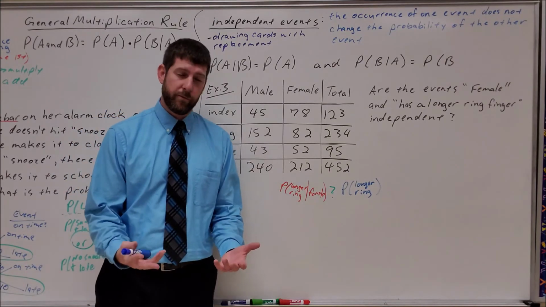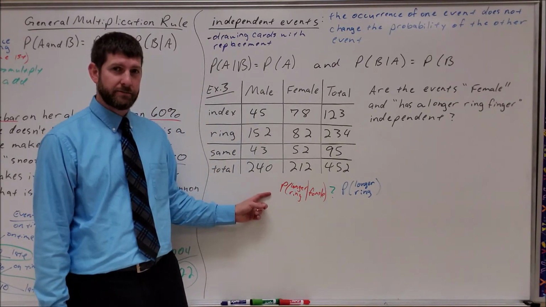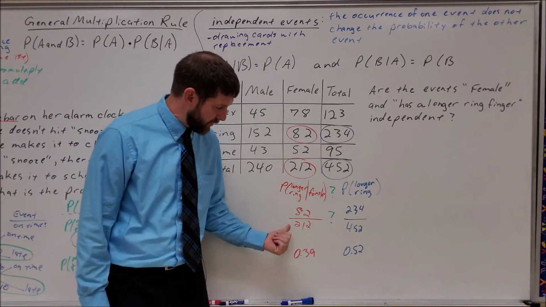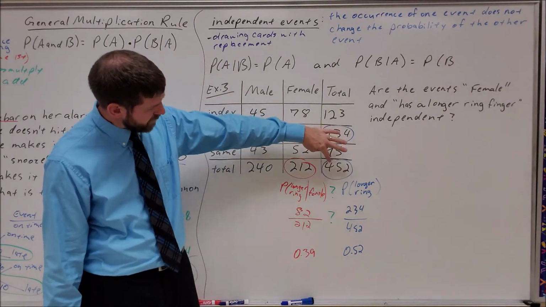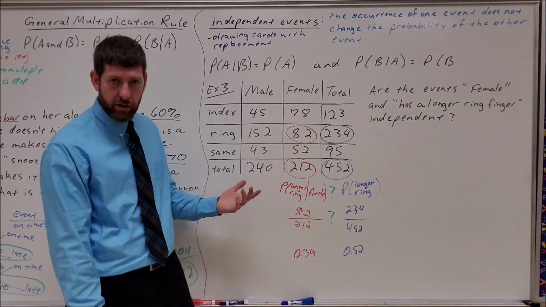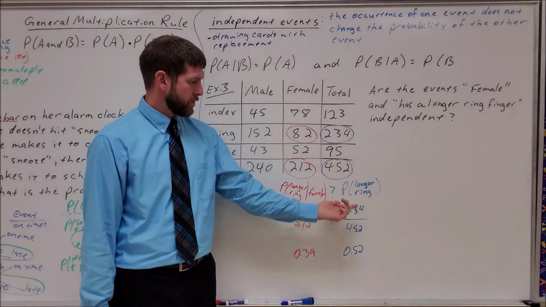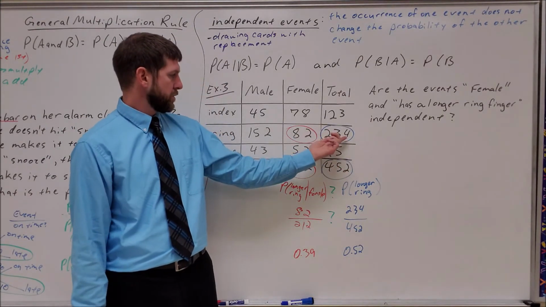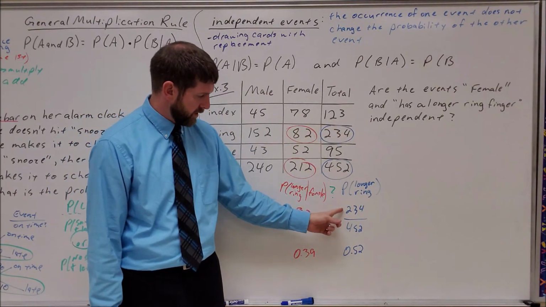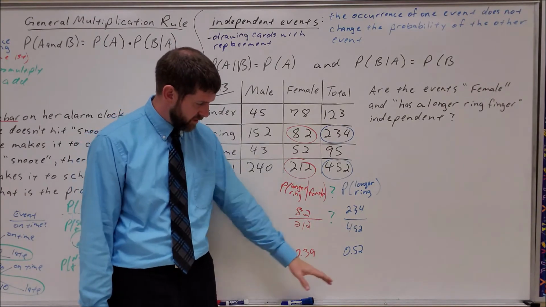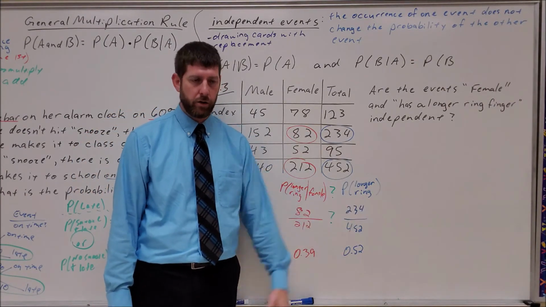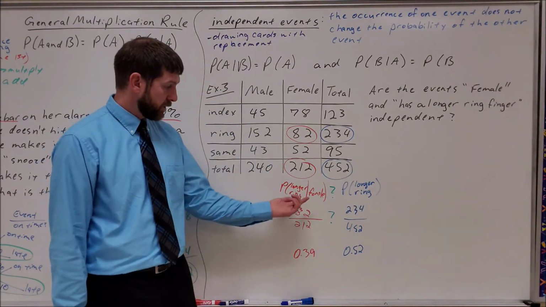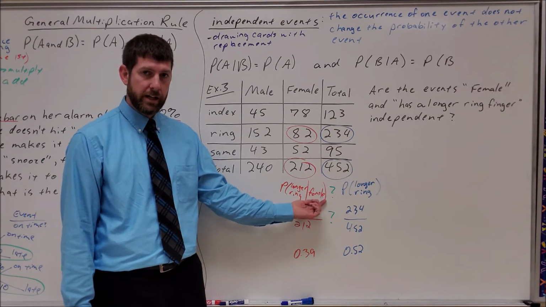All right, so hopefully you got an answer. It looks like this. Out of our two answers, probability of longer ring finger is pretty straightforward. 452 individuals, 234 had the longer ring finger, so 234 out of 452. So 52% of our people had a longer ring finger. All right, so longer ring finger given that it's female.